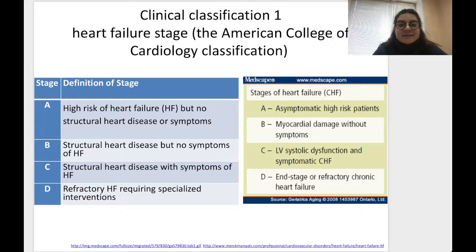Stage A is high risk of heart failure but no structural changes and no symptoms. Stage B is the presence of structural changes, for example, hypertrophy, remodeling, changes of size and form of chambers, but still no symptoms of heart failure. Stage C is symptomatic heart failure, presence of symptoms. And stage D is end stage or refractory to treatment heart failure, or heart failure that requires specialized interventions, surgical or mini-invasive interventions.